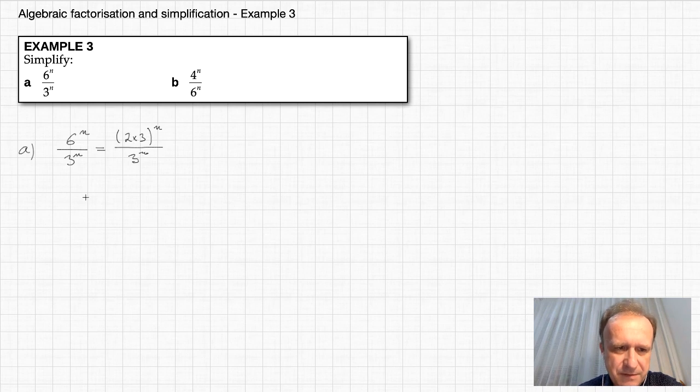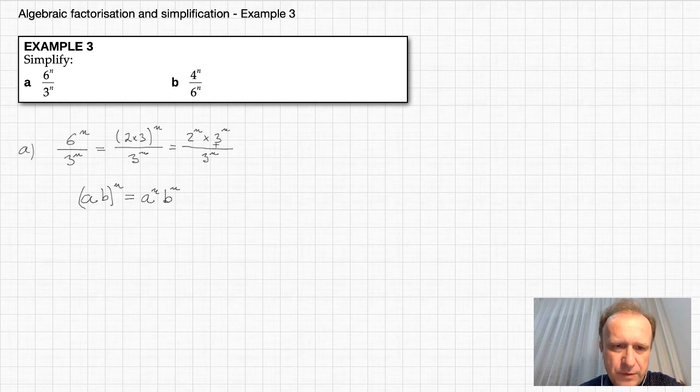Now, there is a power law which says that (ab) to the power of n equals a to the power of n times b to the power of n. You are familiar with this one. So if you identify what a and b are in the numerator, you can use it. a is 2, b must be 3. So this fraction can be replaced by 2 to the power of n times 3 to the power of n, and all that divided by 3 to the power of n.